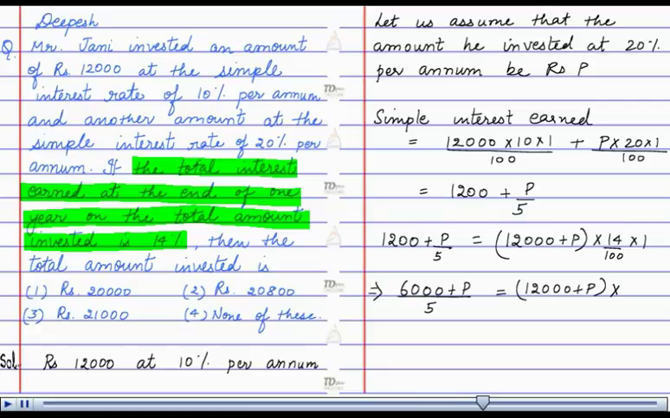into 14 upon 100. That is 1,20,000 plus 20P is equal to 1,68,000 plus 14P. That is 6P equal to 48,000. Therefore, P is equal to 8,000.